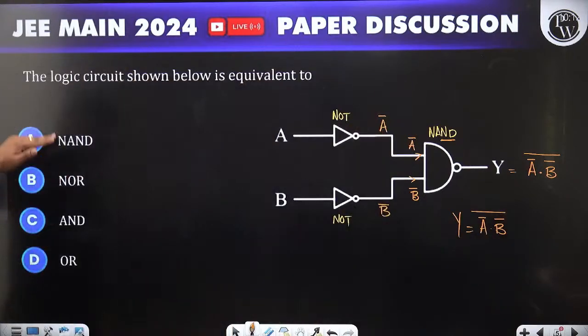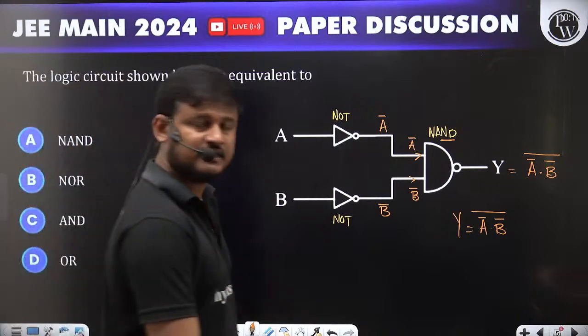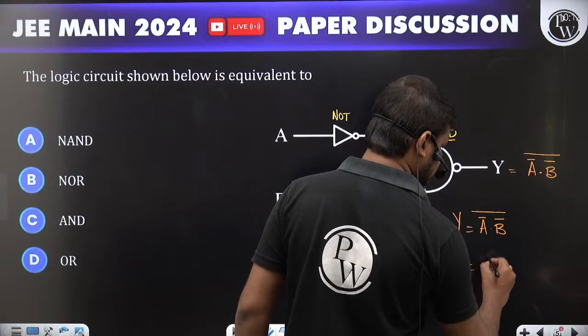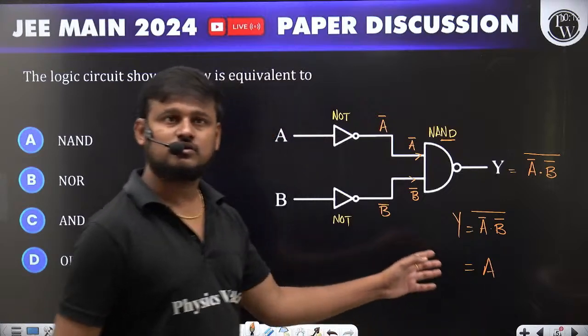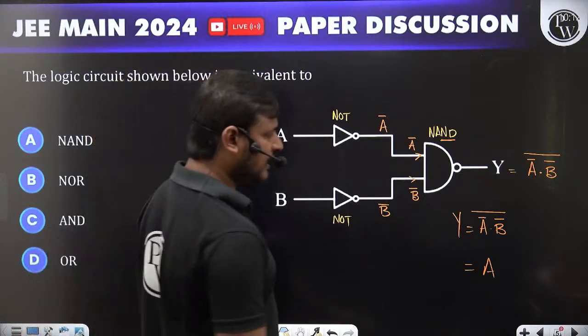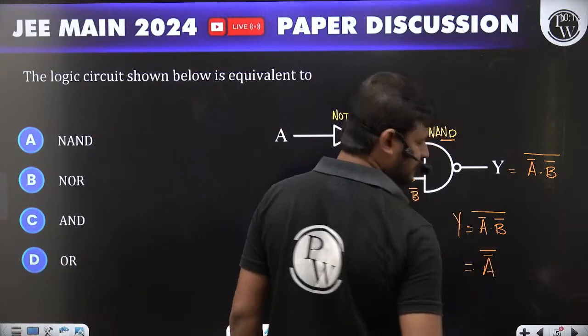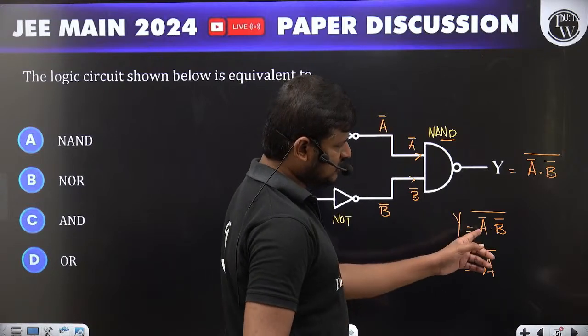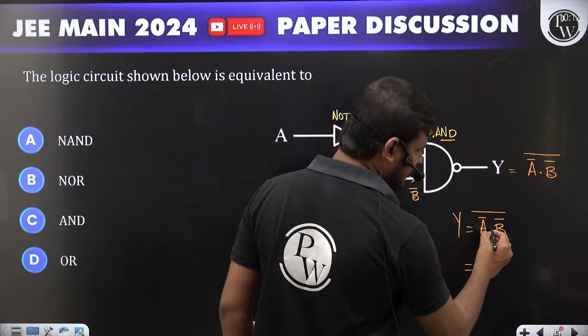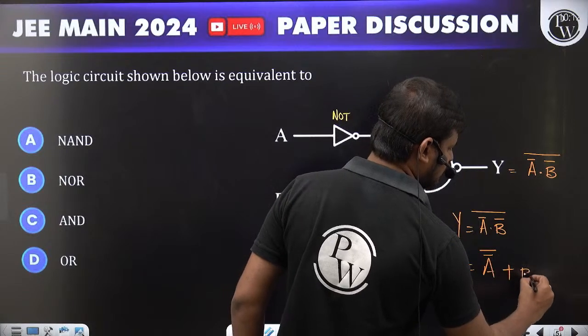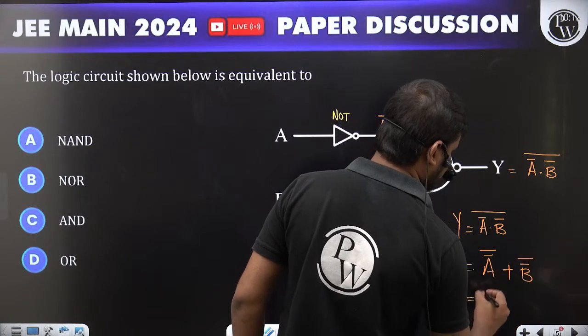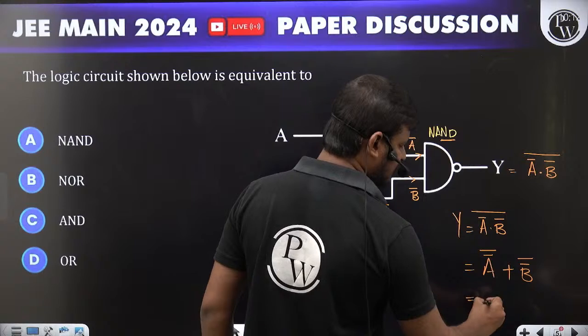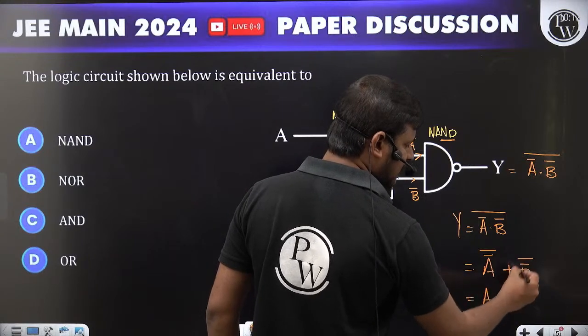But here we have to represent it in terms of gate. So then I can write, so do the Boolean algebra. A bar whole bar, De Morgan's law I am applying. A bar whole bar, and here the into becomes plus, B bar whole bar. So A double bar will become A and B double bar will become B.